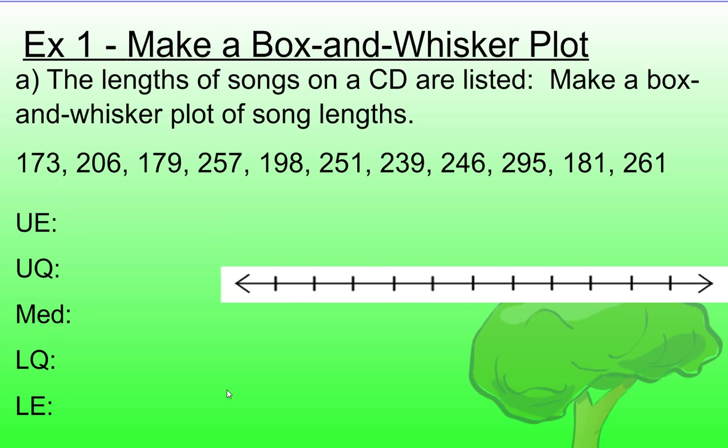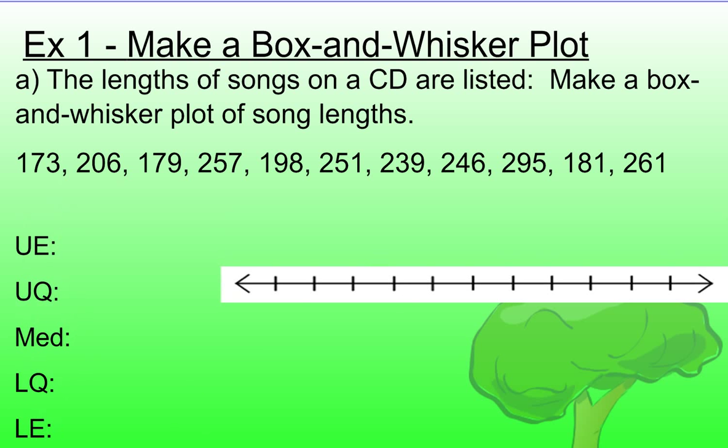Now, the first thing we can do before we do that is we have to take our set of data and put it in order from least to greatest, because we can't find a median if they're all mixed up. So we're going to start by finding the order from least to greatest. So the smallest number is 173.